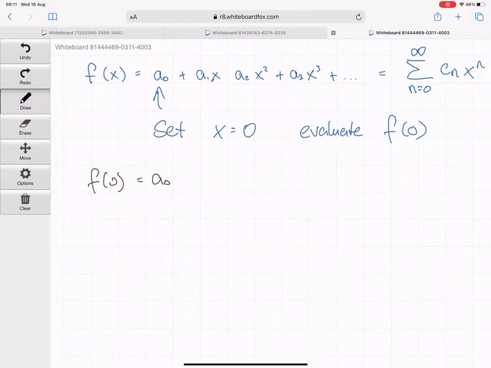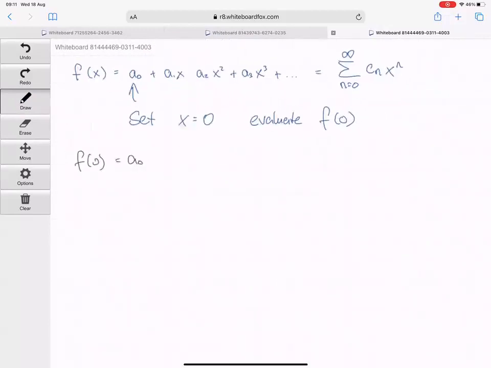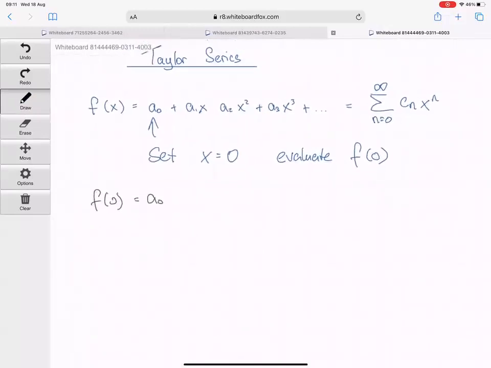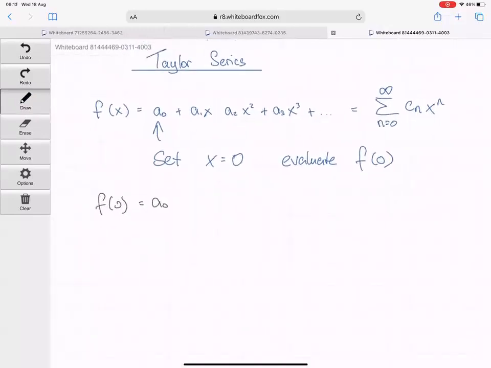So whatever the function is, if I know how to evaluate the function at 0, I can pick off that first constant. So let's just imagine the function is the sine function. Sine of 0 is 0. So my first constant would be 0. Okay. All right. What about the other constants? How do I find those? Any ideas?